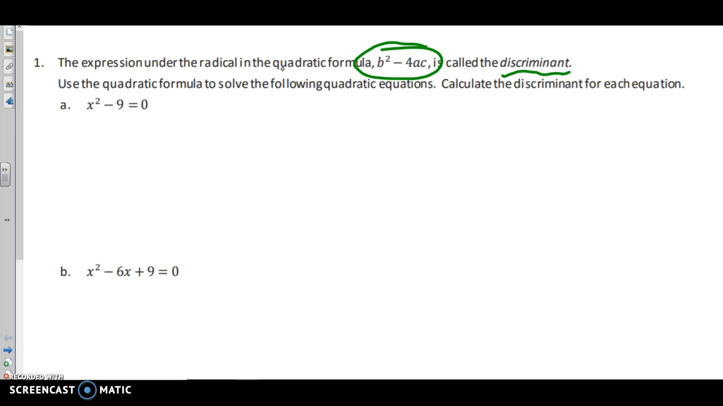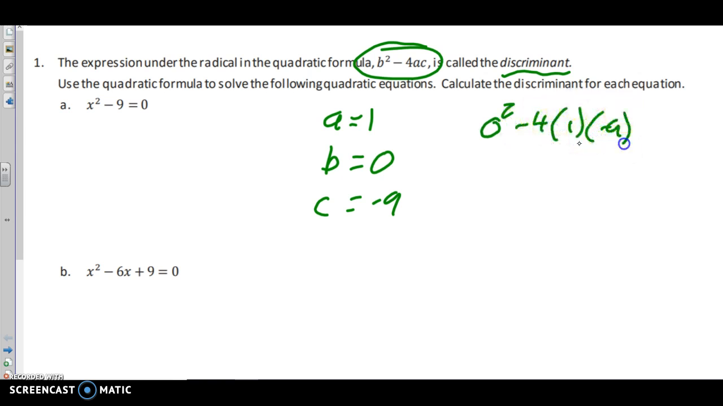So for A, I have an A value of 1, a B value of 0, and a C value of -9. So the discriminant is just b squared minus 4ac, so 0 plus 36. My discriminant value is 36.